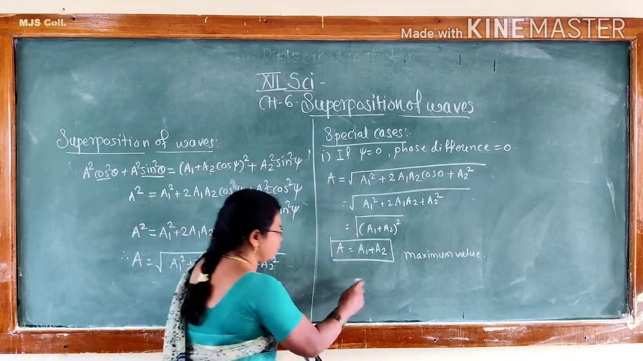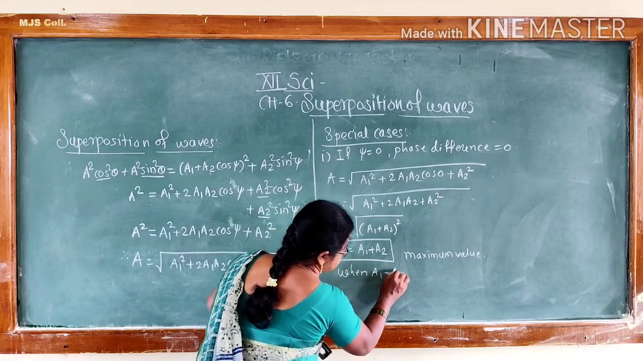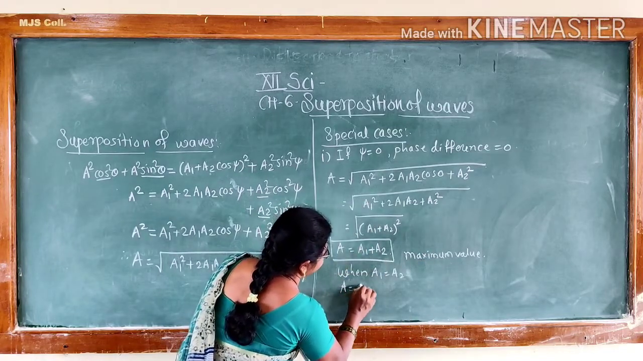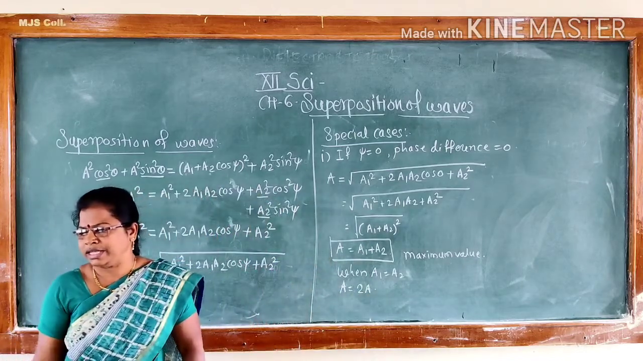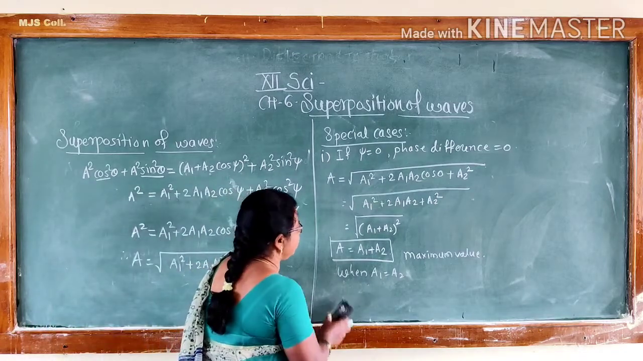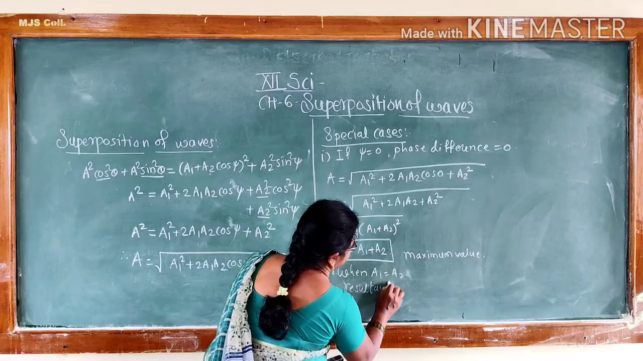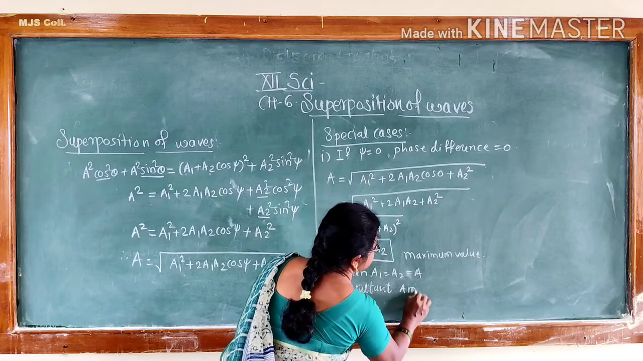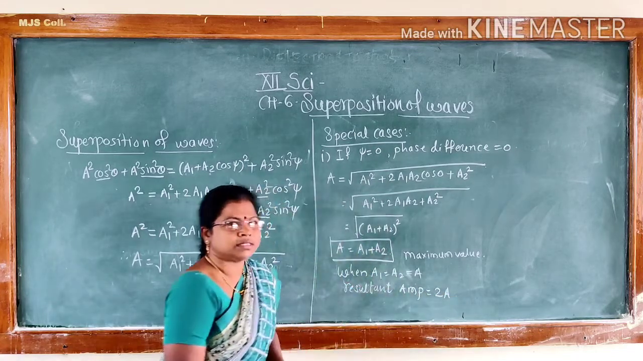When A1 is equal to A2, when these amplitudes are the same, A1 equal to A2 equal to A, then the resultant amplitude is equal to twice A. Okay, this is the first case.